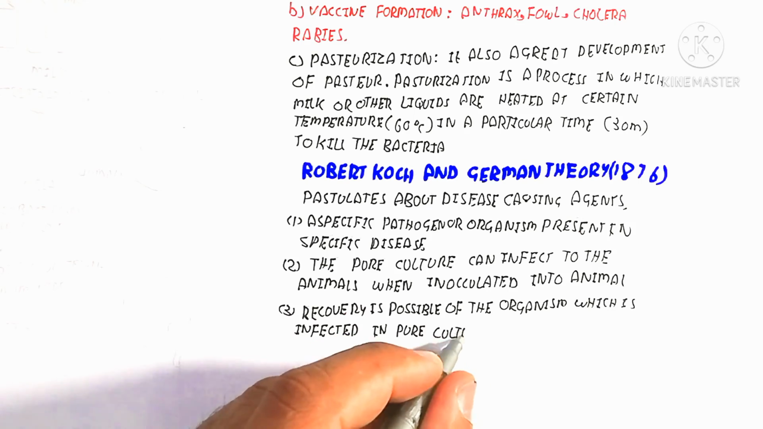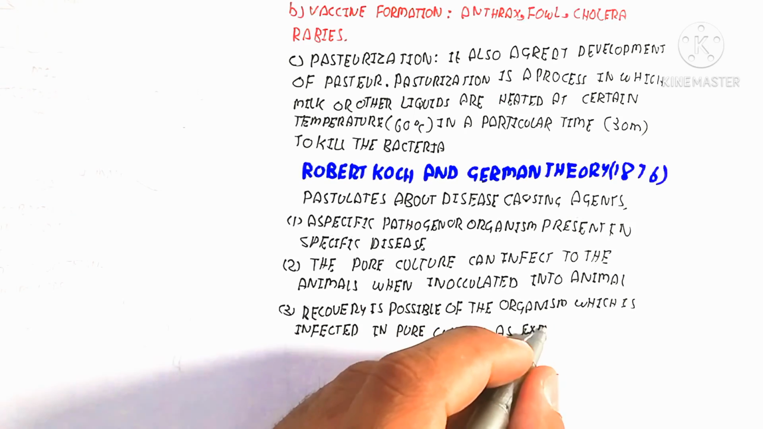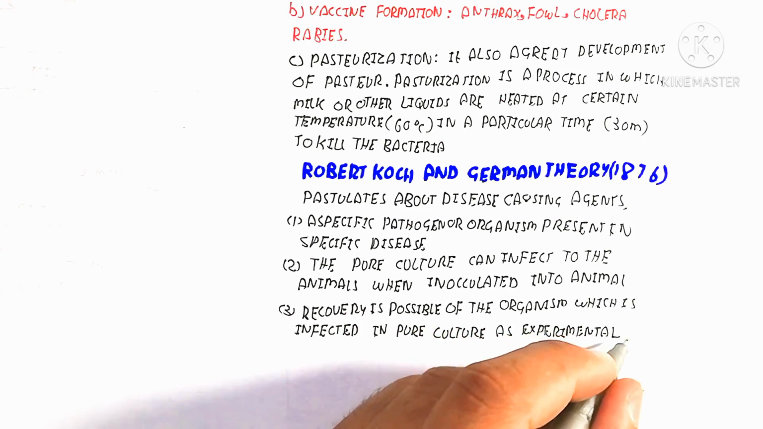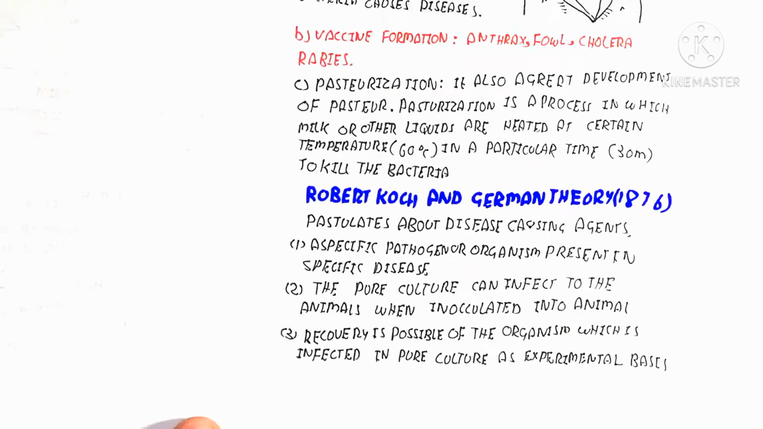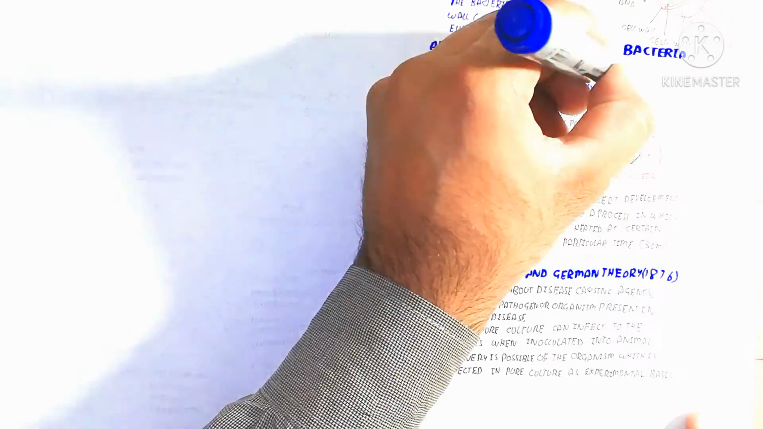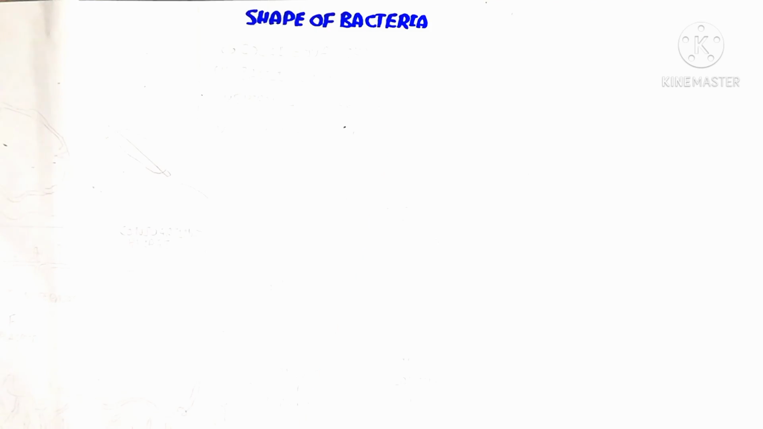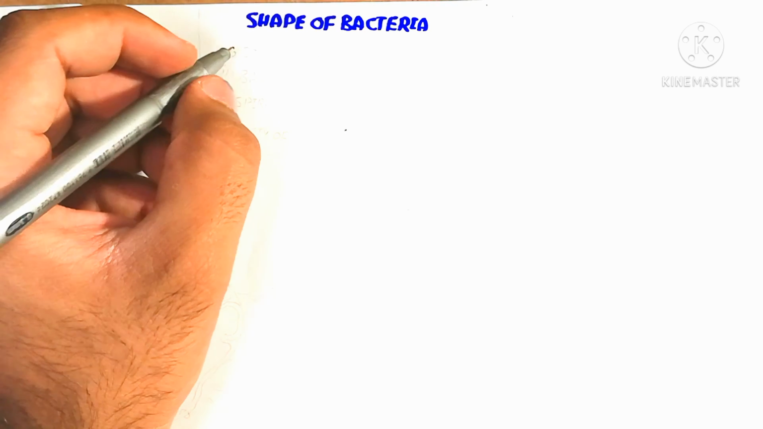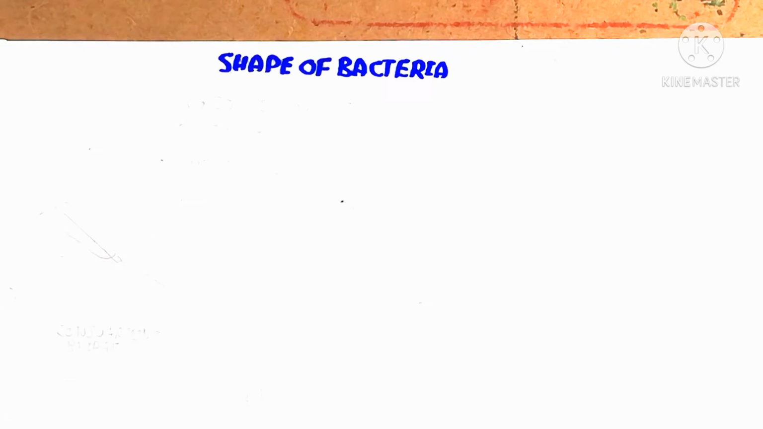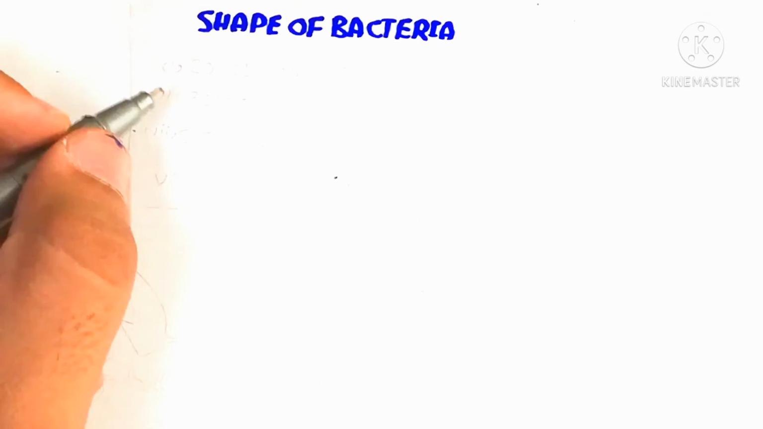Pure culture can infect another susceptible animal, while the third point is that recovery of the organism infected in pure culture is possible on an experimental basis, so it can be curable, while a viral disease cannot be curable, like AIDS, HIV.